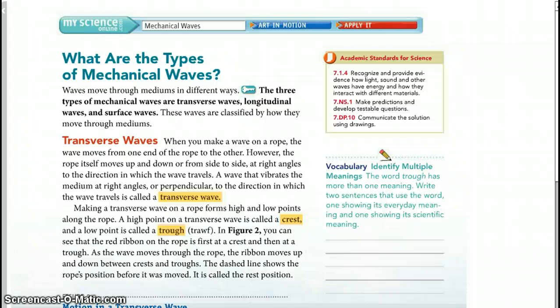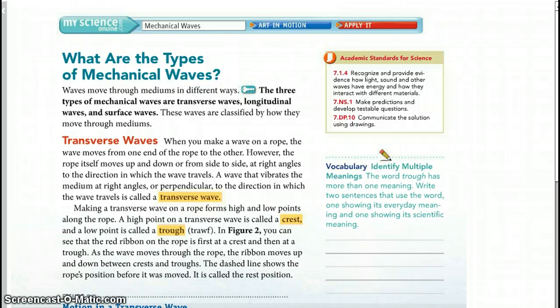Transverse waves. When you make a wave on a rope, the wave moves from one end of the rope to the other. However, the rope itself moves up and down or from side to side at right angles to the direction in which the wave travels. A wave that vibrates the medium at right angles or perpendicular to the direction in which the wave travels is called a transverse wave. Making a transverse wave on a rope forms high and low points along the rope.